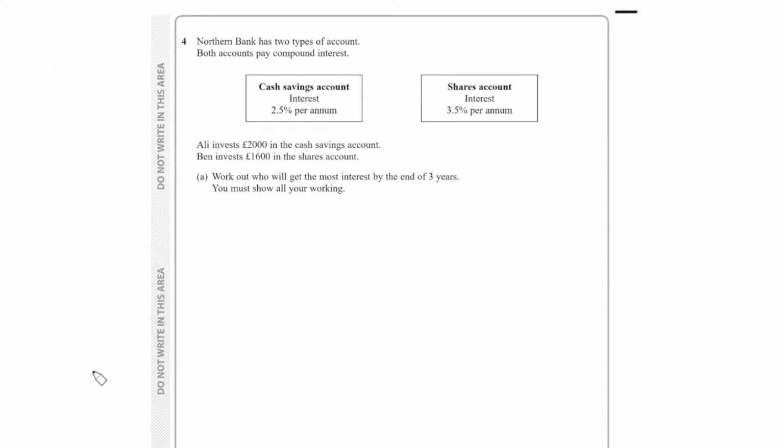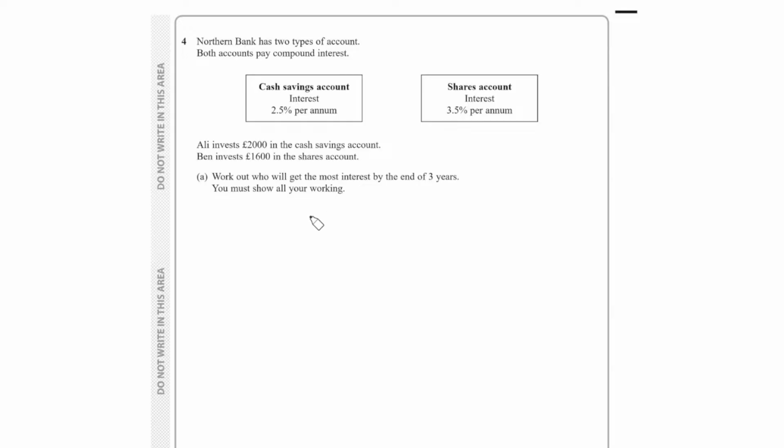Okay, compound interest. So this hasn't come up yet. So Northern Bank has 2 types of account. Both accounts pay compound interest. So you've got the cash savings account, which is 2.5% per annum, and then the shares account, which is 3.5% per annum. Ali invests £2,000 in the cash savings account, and Ben invests £1,600 in the shares account. Work out who will get the most interest by the end of 3 years.